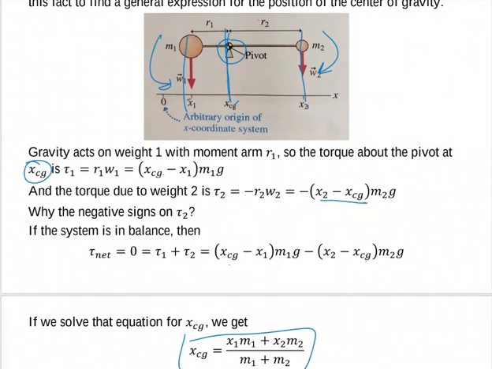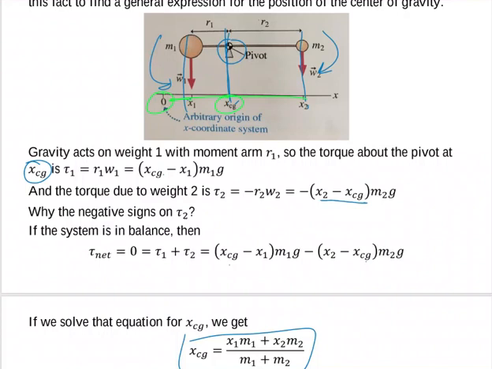So here's the origin right here. X1 is here, the distance from the origin. X2 is here, the distance from the origin. Okay. The center of gravity is somewhere along the way. We don't know where it is. Okay. We're trying to find it. So we choose a convenient place for the origin. We just don't know where that is.